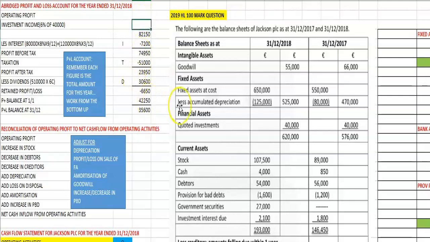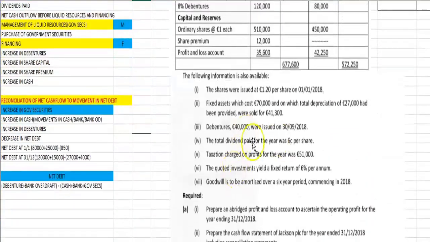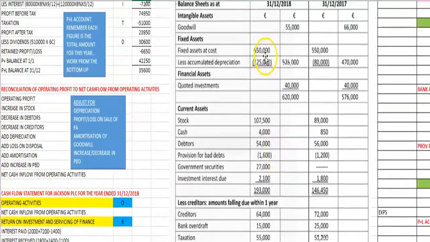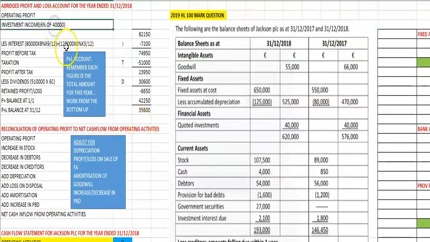Now you need to figure out your investment income. So you know you have quoted investments of €40,000. So let's look here and see is there any information in relation to the amount of interest that you received. We're told in Adjustment 6 that the quoted investments yielded a fixed return of 6%. So the rate of interest earned will be 6% of our investment, which is 40,000. So you can see that in the bracket there. So 6% of 40,000 gives you 2,400.